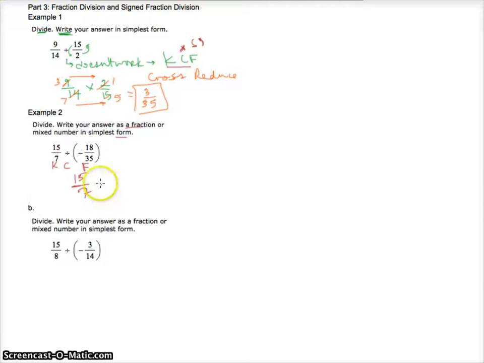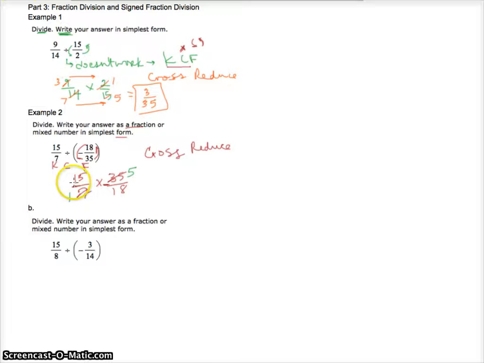times, I'm going to flip this, times 35 over 18. The negative doesn't change, so times negative 35 over 18. Now I want to try and cross reduce because I can. First is easy, 7 and 35. That makes, let's go green, 7 goes into 35 5 times and goes into 7 once.